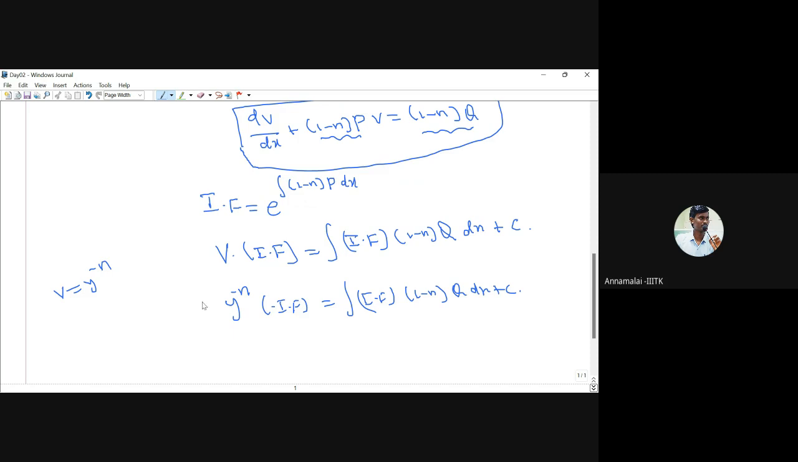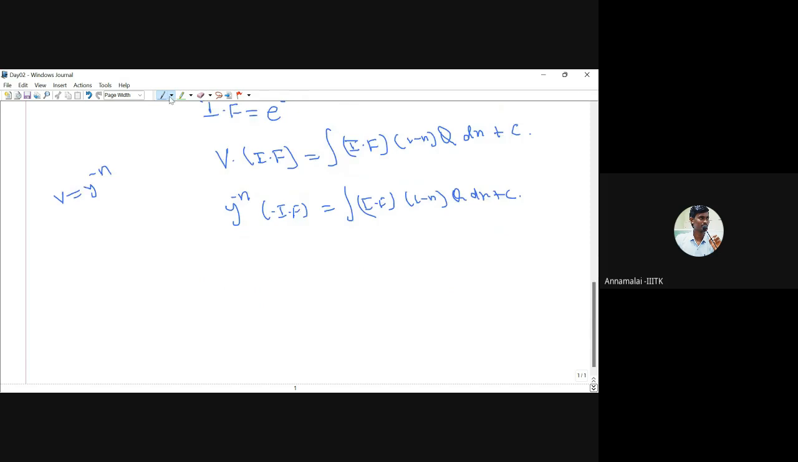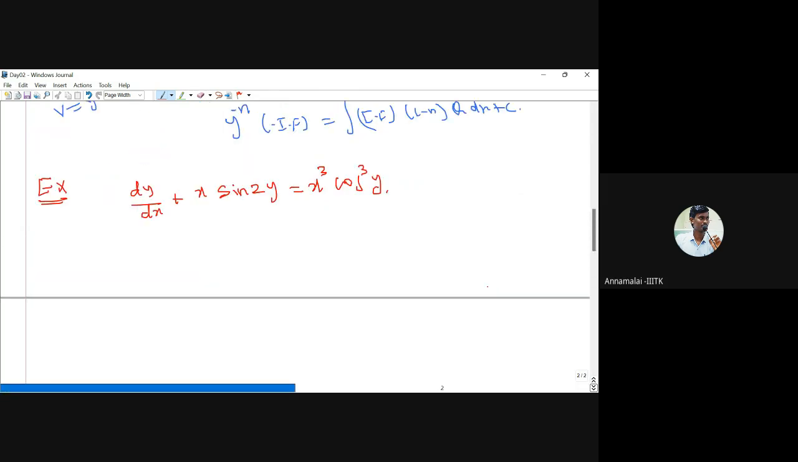Okay. Now we solve some problems to find the solution of Bernoulli's equation. Exercise: solve dy by dx plus x into sine 2y equal to x cube cos cube y. So we have to divide both sides. This is a Bernoulli's equation, right? Either it is a function of x alone or a function of y alone.